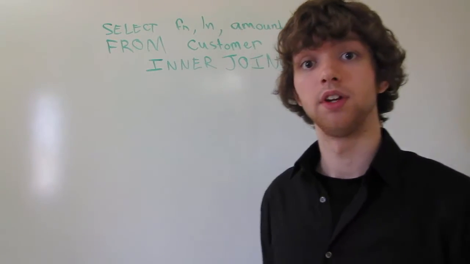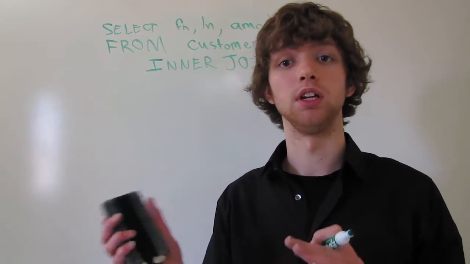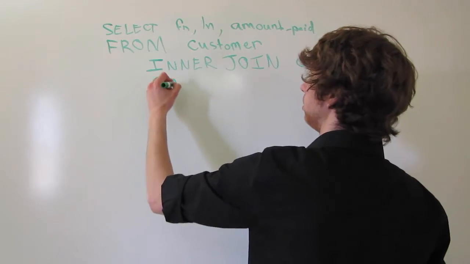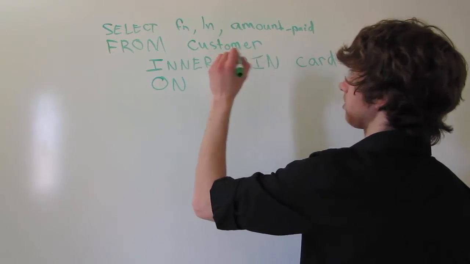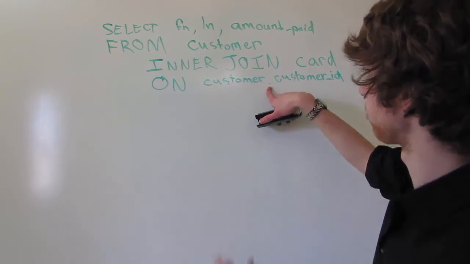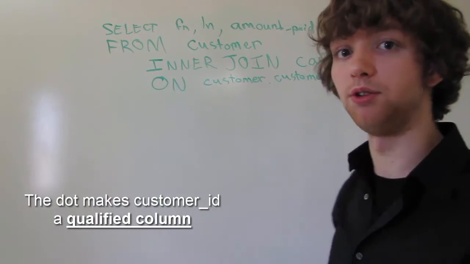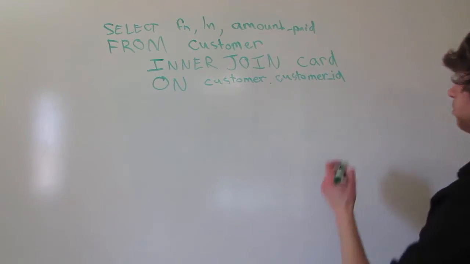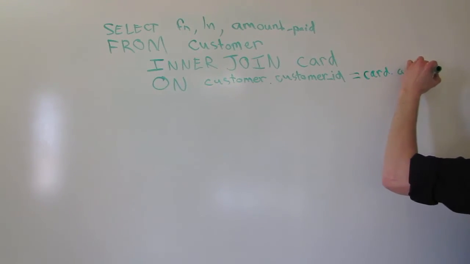Now, what you're going to do is say, how are these tables connected? The way we want to join these tables is by the foreign key connecting to the primary key. And the way you signify that in the syntax would be with this little statement here. On, which is basically saying, what are we joining it by? And you're gonna say, customer dot customer ID, and what that dot is basically saying is the first part is the table, the second part is the column. The reason we have to do that is because both tables have a customer ID, and then you're just going to connect that to the other table by saying equals card dot customer ID.